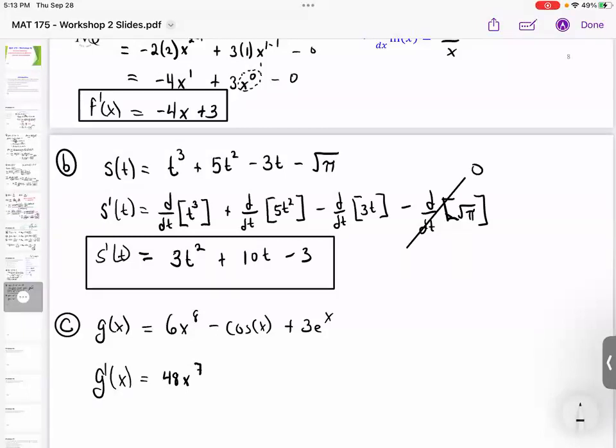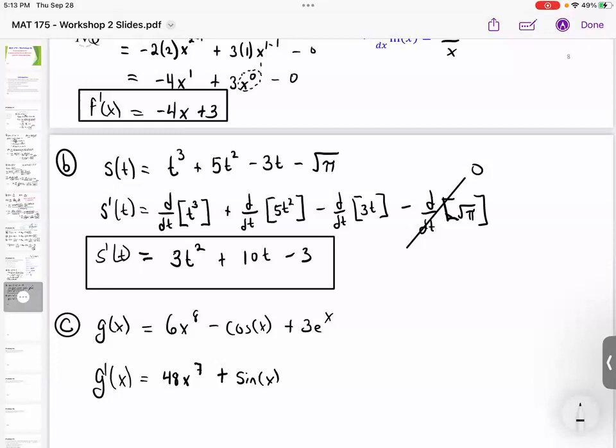Now, we said this earlier. What is the derivative of cosine? Negative sine. But look, we have a negative in front of the cosine. So what happens to the two negatives? It becomes positive. So we say positive sine of x. Just note, the derivative of cosine was negative sine. You have a negative already in front of it, so it becomes plus.